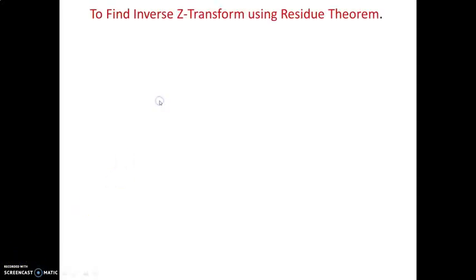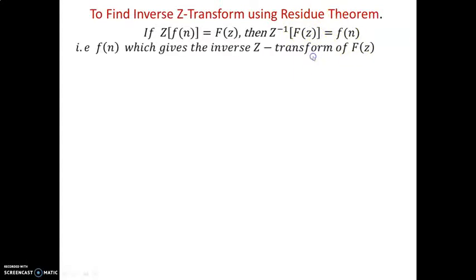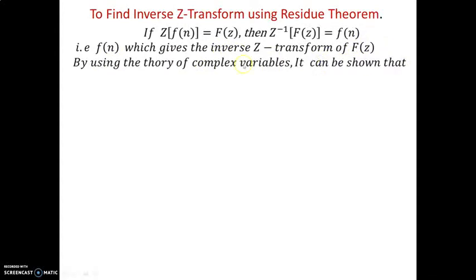Now we are going to learn how to find the inverse Z transform by using the residue theorem. Already we know that the Z transform of any sequence f of n gives the function F of z. Then the inverse Z transform of any function F of z gives the sequence f of n. That is, the sequence f of n is the inverse Z transform of F of z. Already we have studied the theory of complex variables in previous semesters.